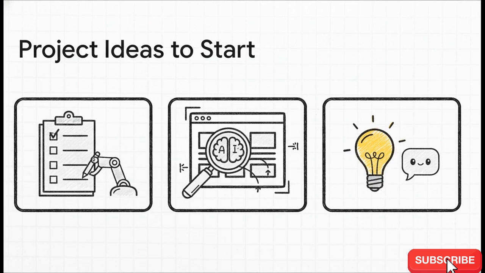So where do you start? Hey, try one of these. How about an AI to-do list that not only tracks your tasks, but actually helps you prioritize them? Or an AI web scraper that can understand the meaning of a web page, not just its code. Or you could build a content helper that brainstorms ideas for you. Any of these would be a fantastic piece for your portfolio.